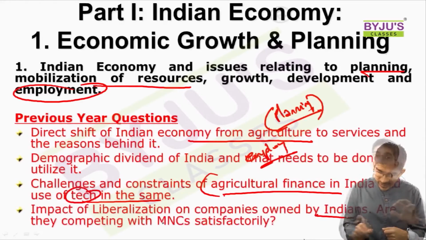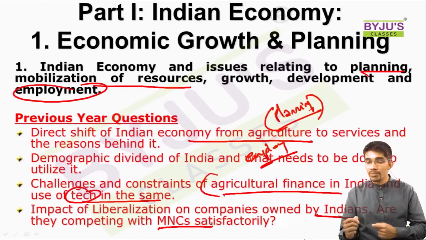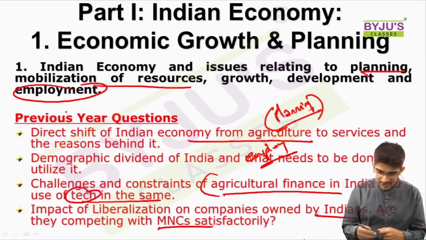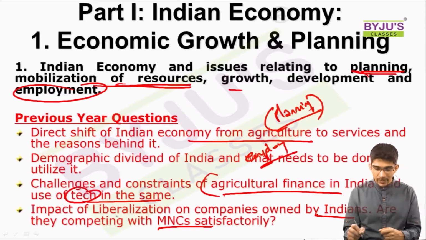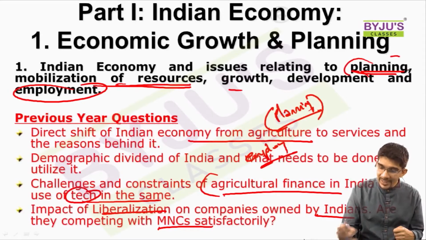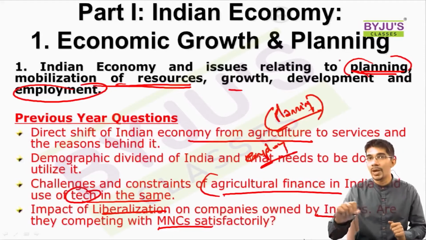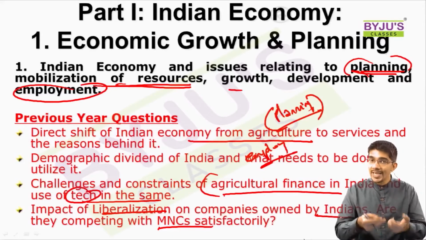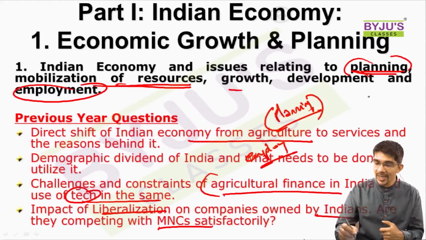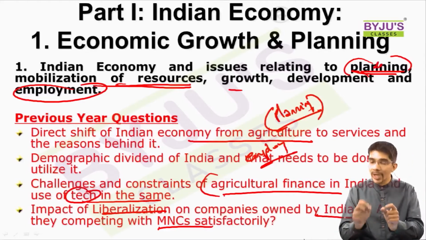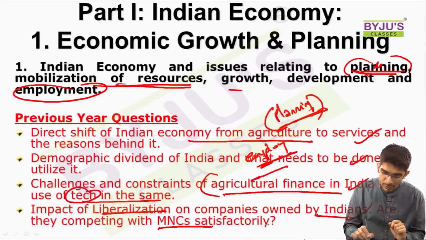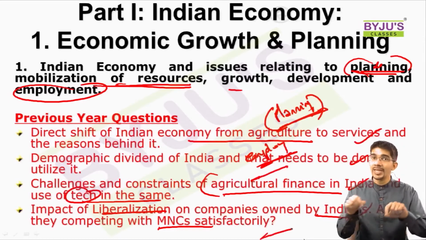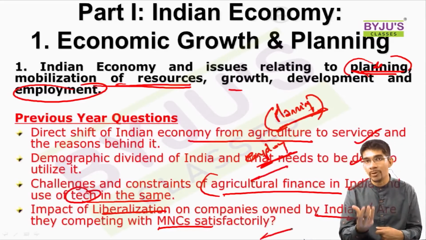Companies owned by Indians versus the multinational companies. How is the competition going on? So it's again linked to mobilization of resources and about planning and growth. Because liberalization is linked to planning, again the question is coming from this part of the syllabus. So this is how questions can come. It's usually based on focused areas and it will be linking to the core ideas. So in each of these questions you can see the core concepts of planning, employment generation, resource mobilization, and again planning will help us answer the question in a very conceptually strong fashion.